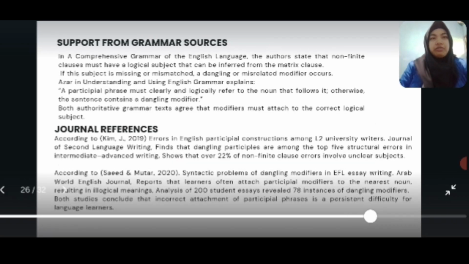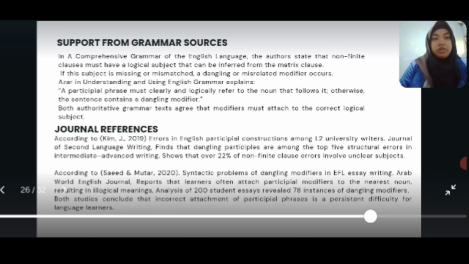And then there's the support from grammar resources. In A Comprehensive Grammar of the English Language, the authors state that non-finite clauses must have a logical subject that can be inferred from the main clause. If this subject is missing or mismatched, a dangling or misrelated modifier occurs. Other sources, like Understanding and Using English Grammar, explain that a participle phrase must clearly and logically refer to the noun that follows it. Otherwise, the sentence contains a dangling modifier. But authoritative grammar texts agree that modifiers must attach to the correct logical subject.